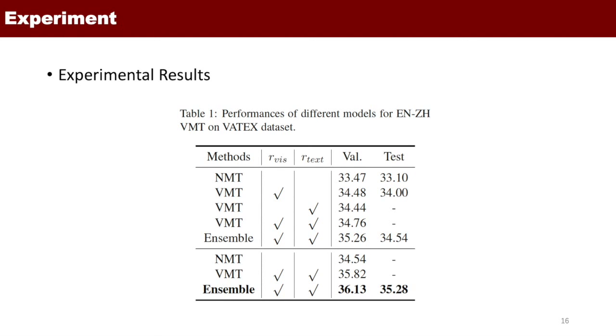This table shows our experimental results. We can see that enhancing the NMT model with visual reward alone improved the baseline by 1 point BLEU score. Combining the visual reward with the textual semantic reward achieves additional gain for the VMT model. The last 3 rows show the performances with the training set enlarged by back translation. In our final submission, we ensemble 2 models from different runs and achieve a 35.28 BLEU score on the testing set.